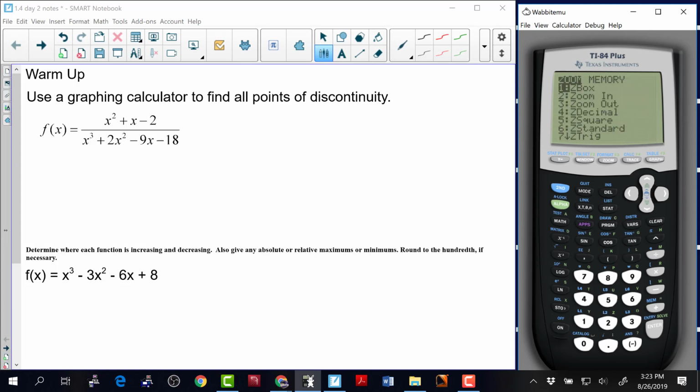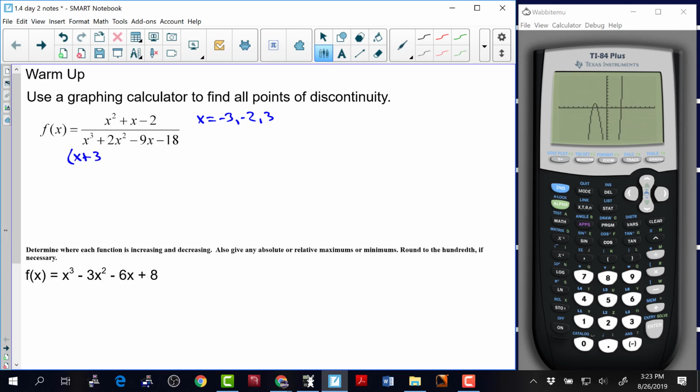And we'll go zoom 6, and we'll see where this graph is crossing the x-axis. So at -3, -2, and 3. So x equals -3, -2, and 3. That means the denominator has factors x plus 3, x plus 2, and x minus 3.